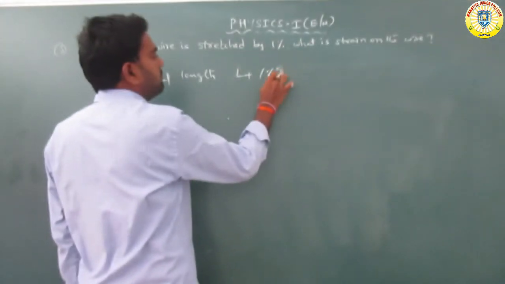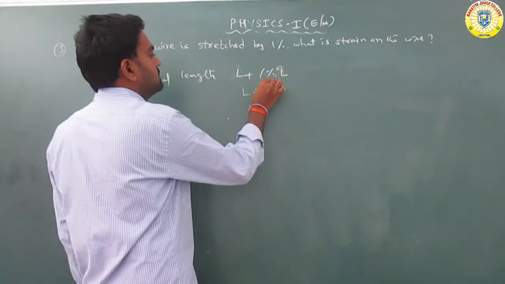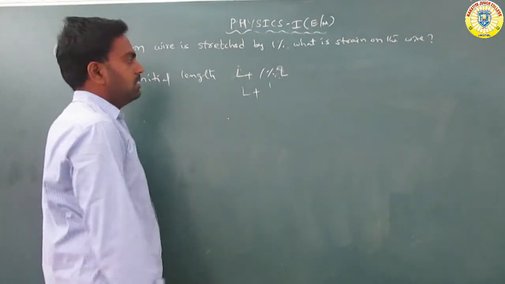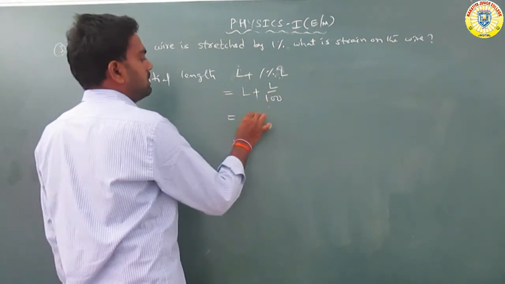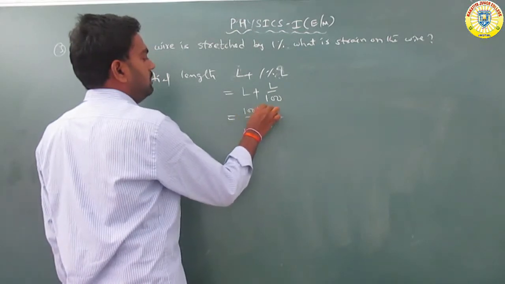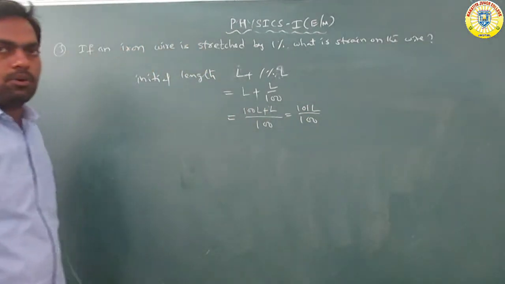First of all, the initial length is taken as L. So the new length is L plus 1% of L. 1% of L is L by 100, so taking the LCM of 100, we get 100 L plus L, which is 101 L by 100. This is the total length of the wire.